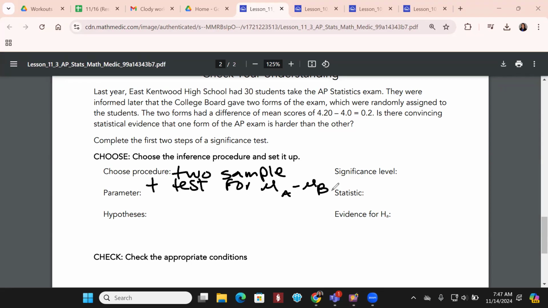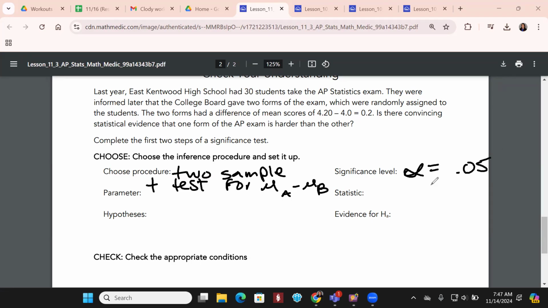Is it T? I don't know. What does Z actually stand for? Yeah, but what does the Z stand for? Standard deviation? Okay, we're going to look it up in a second. I don't actually know what T stands for. That's a good question.